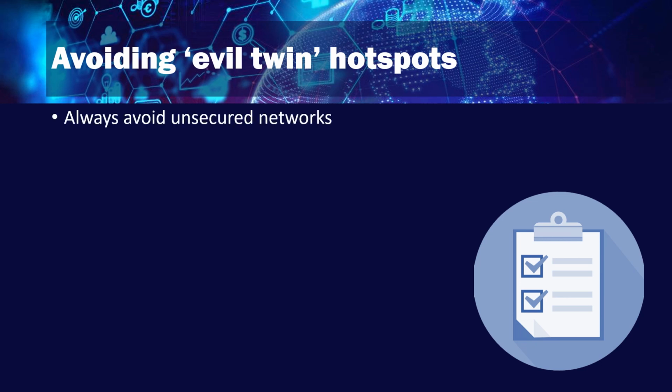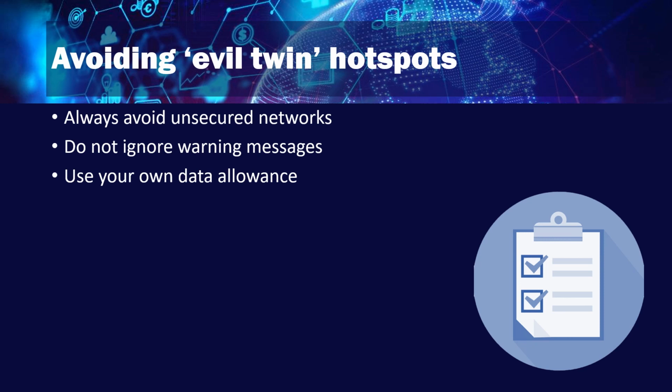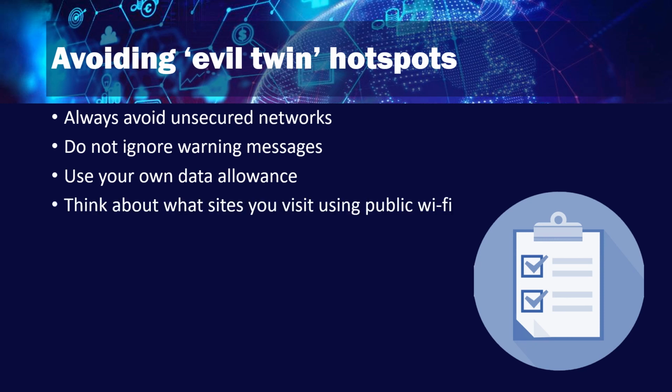Firstly, always avoid unsecured networks. These are networks that are not using encryption to transfer data. Do not ignore warning messages. If you try to join a network that is not using encryption, you will get a warning message. Think about using your own data allowance, especially if you're going to go to something that needs to be kept private, and think about what sites you would visit using public Wi-Fi. You might also choose to use a VPN so that all your communications are encrypted.